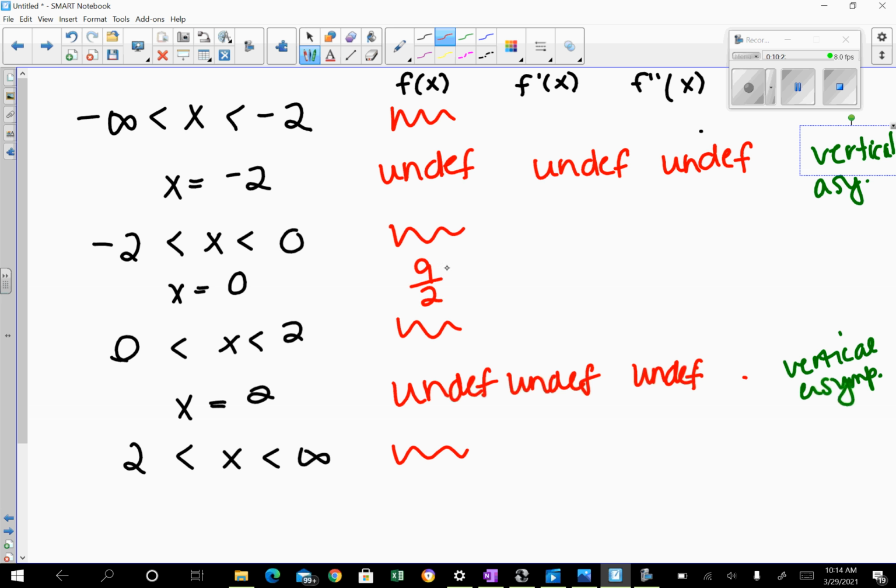And 0 was a critical point, right? So that's when the first derivative was 0. If we plug it back into the second derivative, it's positive. The second derivative test tells us to take our critical points and plug them into the second derivative. If it's positive, then it's a relative minimum. So this is the one that's the opposite.